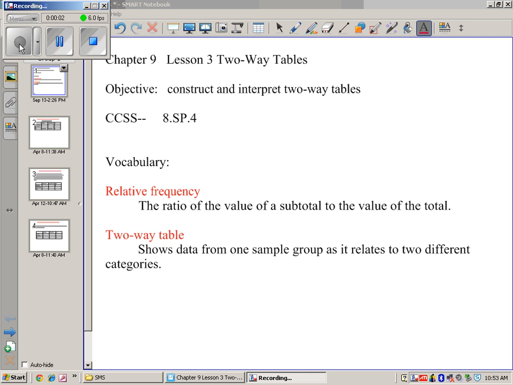Okay, welcome to Chapter 9, Lesson 3, Two-Way Tables. Our learning target or objective for this lesson is to construct and interpret two-way tables.